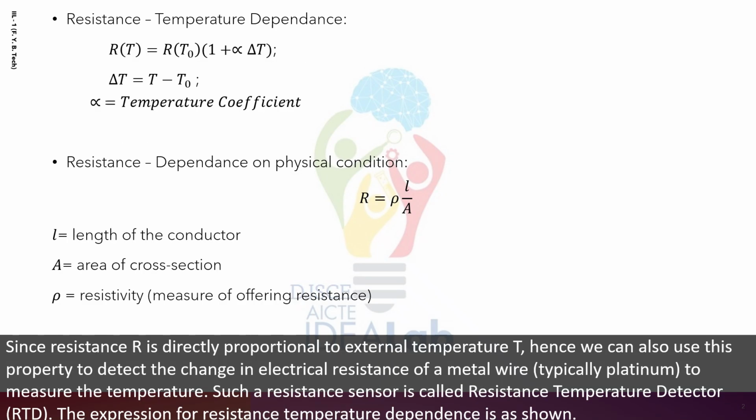Since resistance R is directly proportional to external temperature T, we can also use this property to detect the change in electrical resistance of a metal wire, typically platinum, to measure the temperature. Such a resistance sensor is called a resistance temperature detector, RTD. The expression for resistance temperature dependence is as shown.